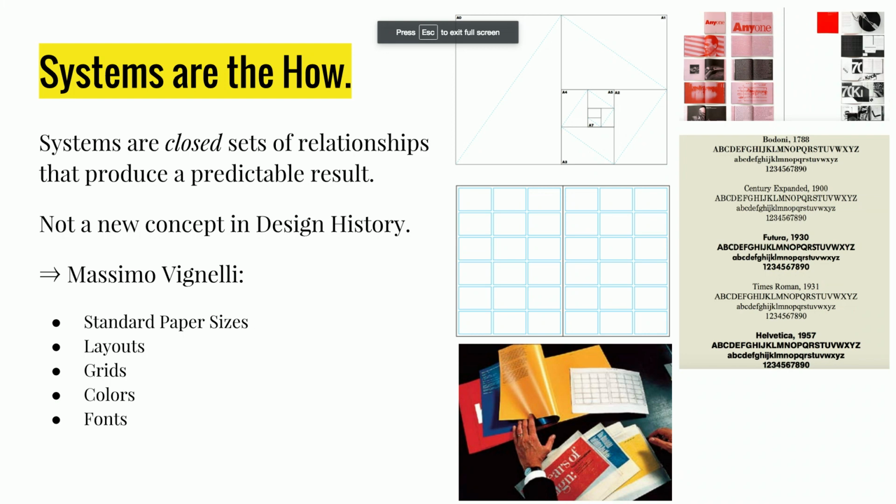He talks about choosing from a limited pool of colors and fonts and infinite creativity using these limited resources. And that system helped make elegant, lasting design. So systems are the how. And again, it's not a new concept, so there's not a lot of selling here. But what's the value proposition for it?